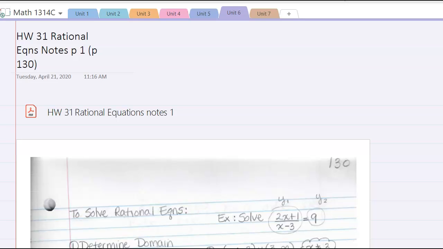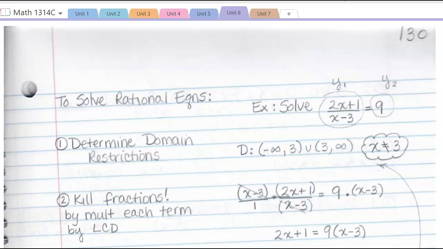This video will cover the first page of notes on the topic of rational equations. I divided my page vertically this way, so I kind of folded it in half. And what I did is I put how to solve rational equations on one side step by step, whereas on the other side we'll be doing one example at the same time.